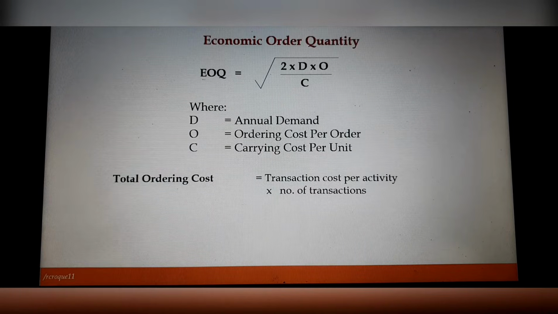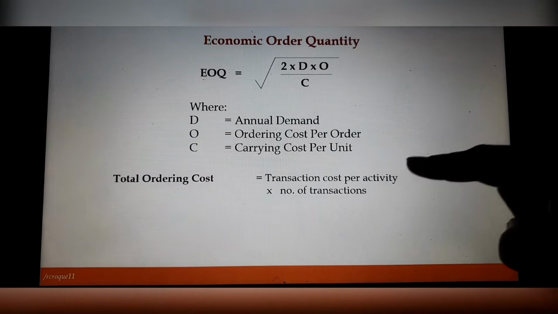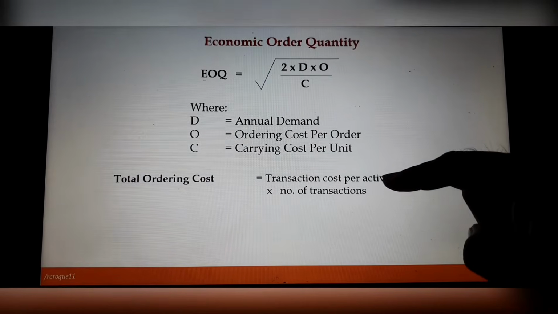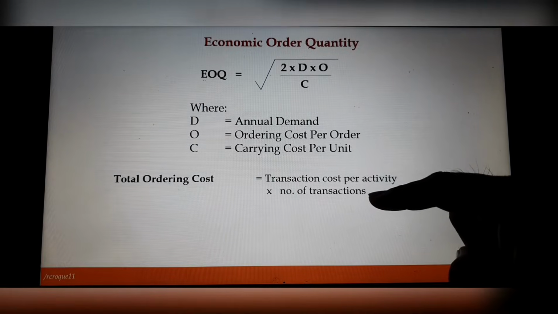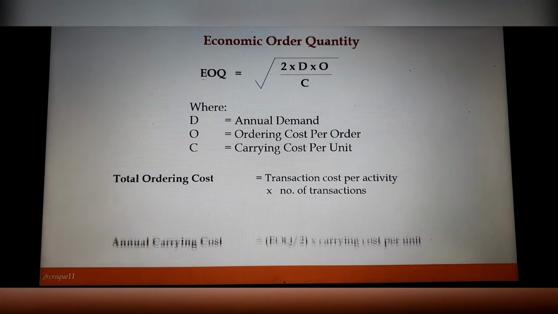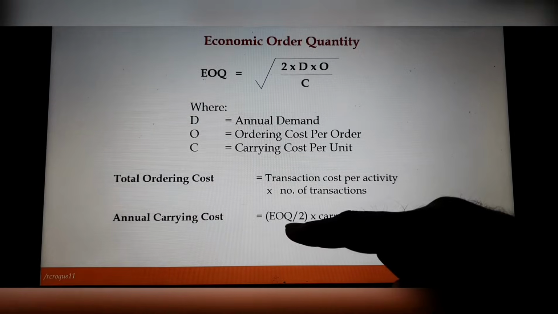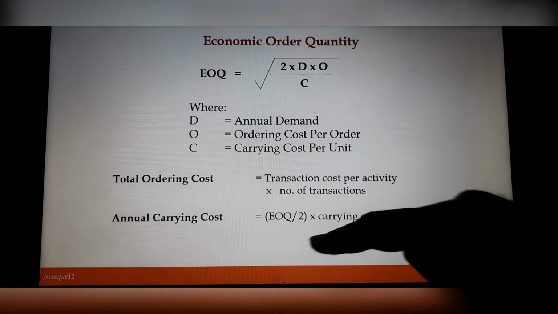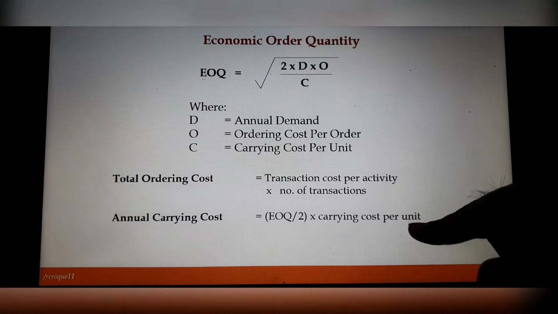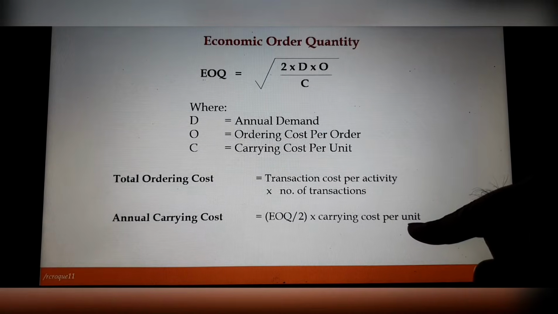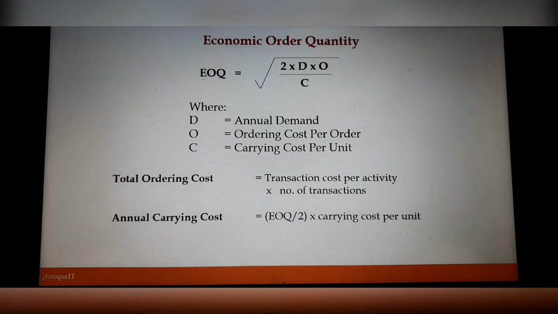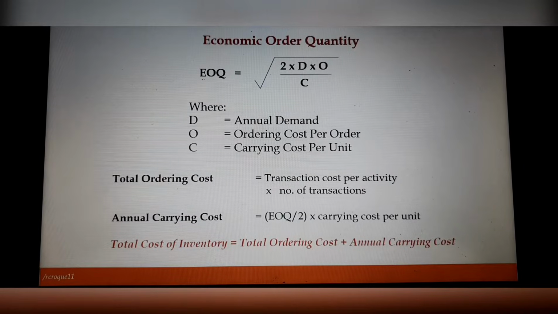And sabi natin, we have the total relevant cost that include, number 1, yung total ordering cost natin. How do we compute for that? Yung transaction cost or yung ating ordering cost, multiply natin with the number of transactions or number of orders. Pero pag pinag-usapan na natin yung annual carrying cost, that is your average inventory, EOQ over 2, times the carrying cost per unit. So for the entire year, that is your annual carrying cost. And sabi natin, the total relevant cost would be the sum of the two. That is the total cost of your inventory.